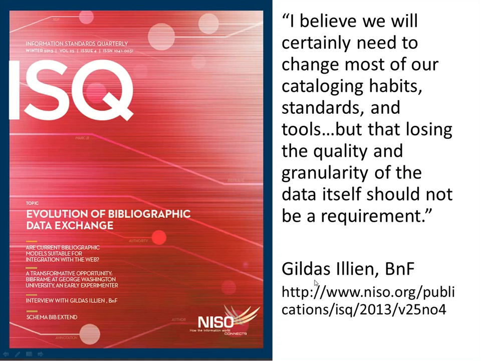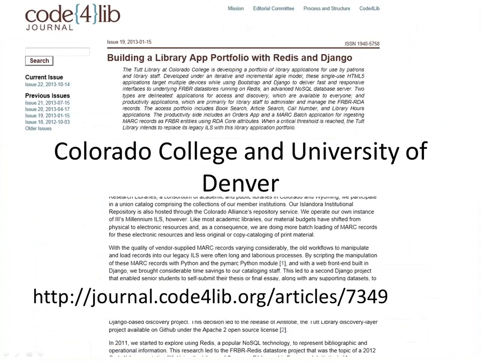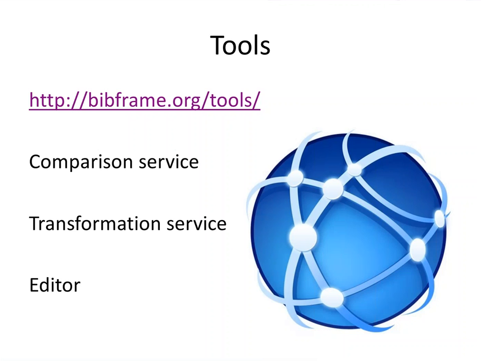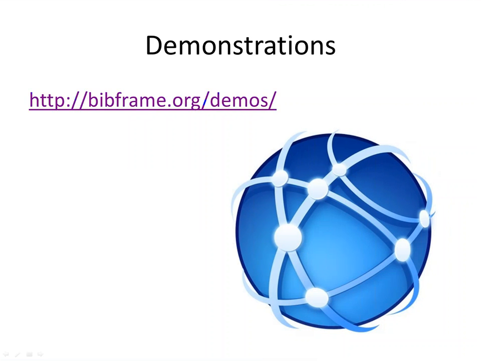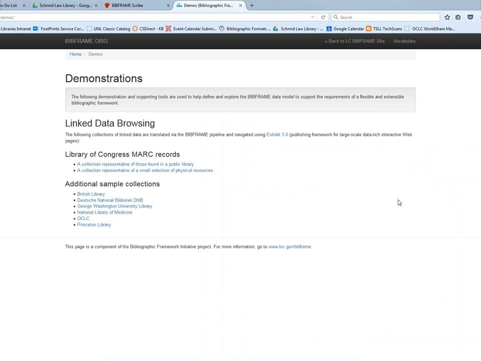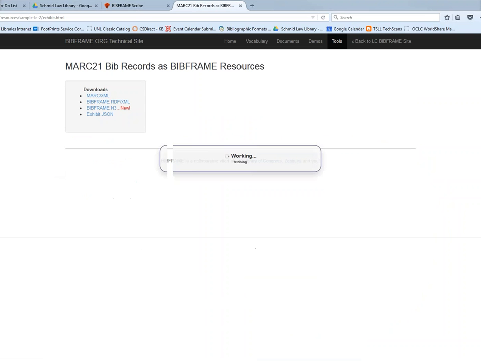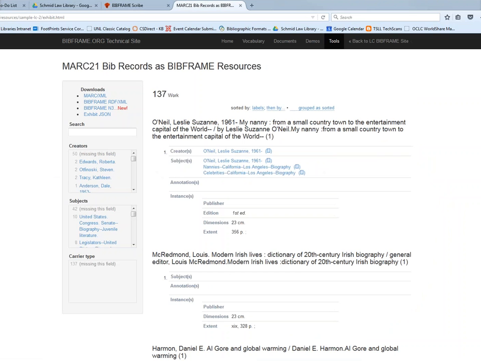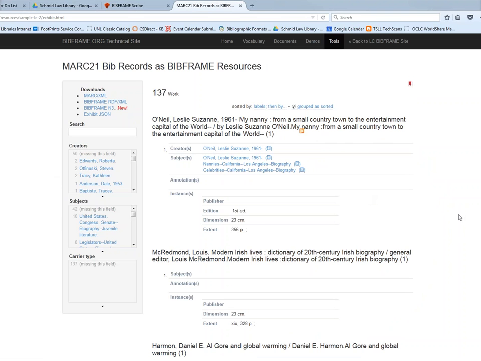Actually, let me go back to one of the other URLs that I included, the demos page. That is probably one place that I can point to for getting an idea of what a display would look like. This is linked data browsing examples. They have MARC records. It says a collection representative of those found in a public library. And so this would give you an idea, I suppose, of what perhaps a BibFrame display would look like.